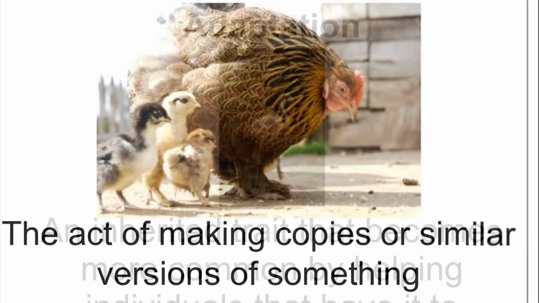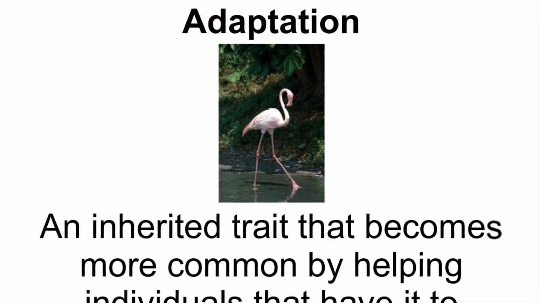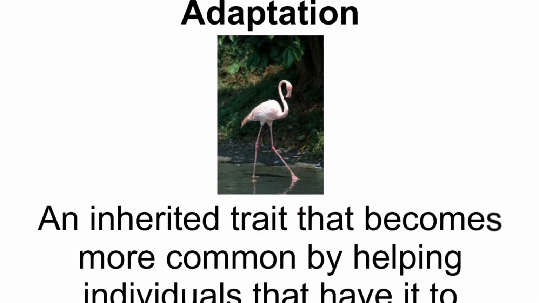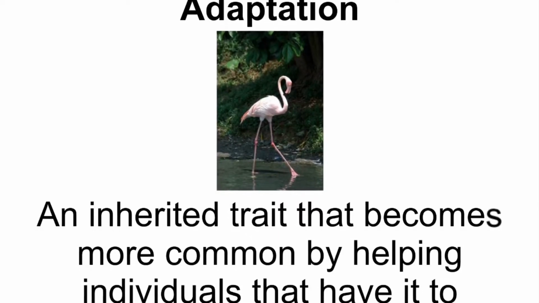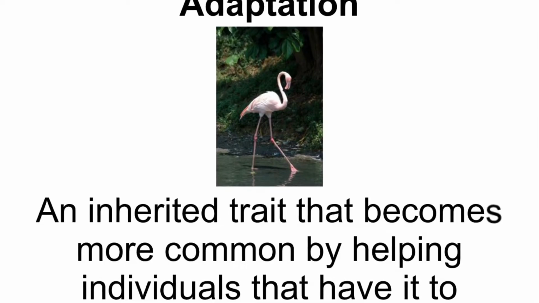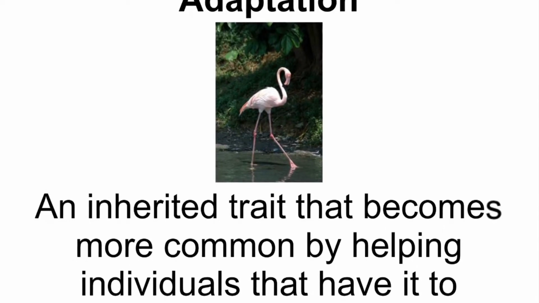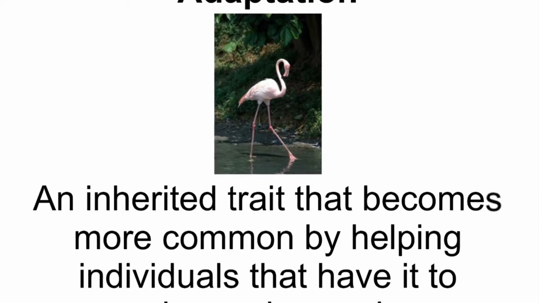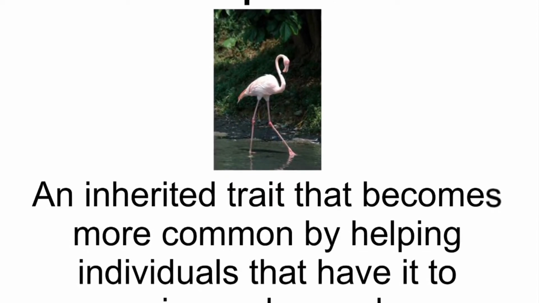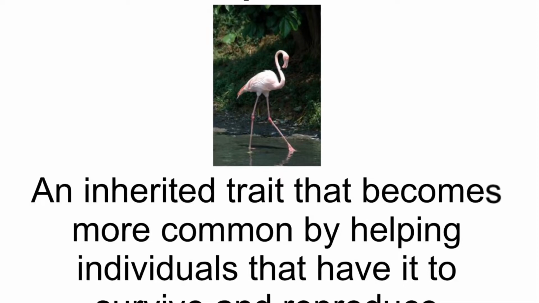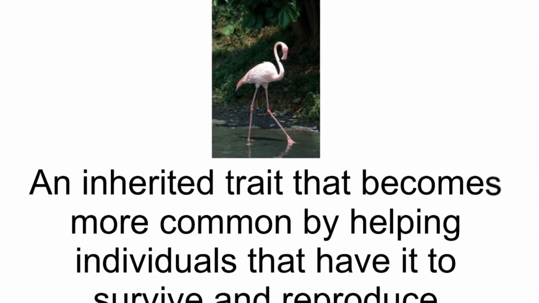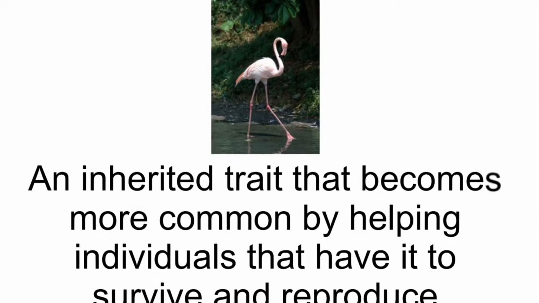The next vocabulary word is adaptation. Adaptation means an inherited trait that becomes more common by helping individuals who have it to survive and reproduce. So animals adapt to different environments depending on where they are. We will elaborate more later in the video.